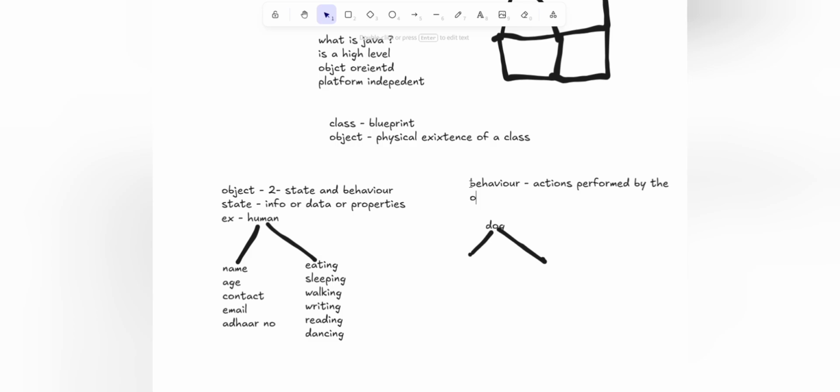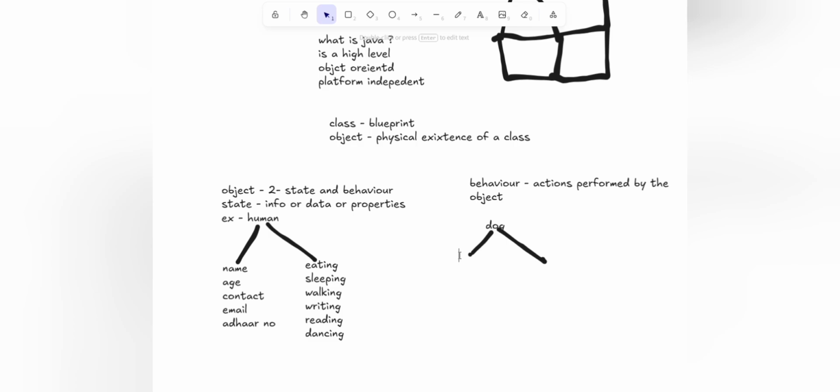Okay, actions performed by the object. So as I told you, an object has two components, state and behavior. State is nothing but information or data or properties. Behavior is nothing but the actions performed by the object. Every object, either a human or a dog, has some properties, like data or information.